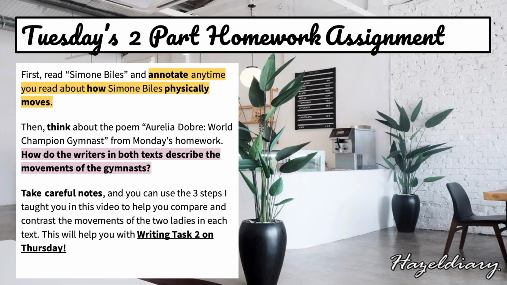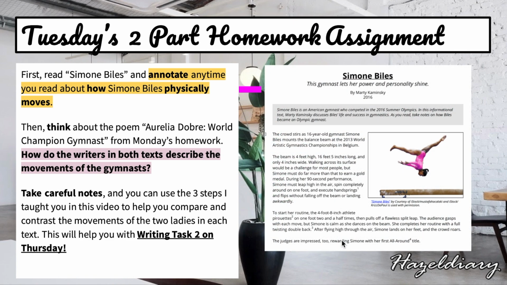Now that I've gone over the 3 steps to compare and contrast 2 texts, I want to introduce to you your homework for Tuesday. This is going to be a 2-part homework assignment, so please bear with me. First, you're going to read Simone Biles and annotate anytime you read about how she physically moves. So the Simone Biles article looks like this, and you can look at the text features such as visuals and even the word choice that the writer uses to describe how she physically moves. Anytime you see something that answers that, annotate it by highlighting, or you're going to make a note on the side. This is on CommonLit.